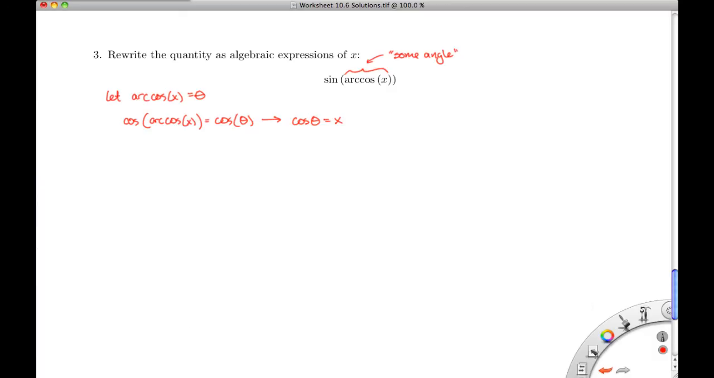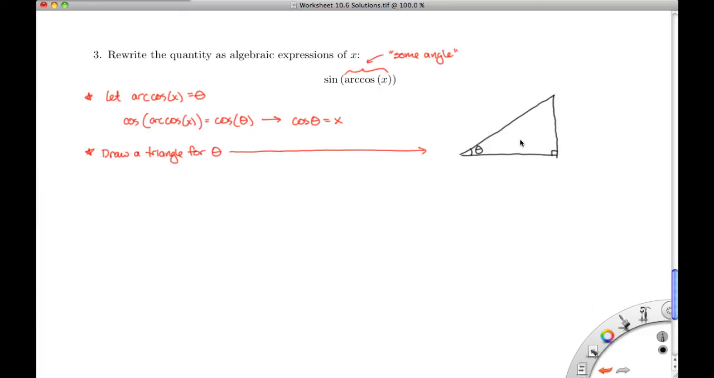So once we've done our substitution, the next thing we're going to do is draw a triangle for theta. And this is really the fundamental step of this problem, being able to do this. So I'm going to draw this off to the side here. We're going to just draw a nice little random right triangle, and we're going to put theta down here. It doesn't matter where we put it as long as it's not the right angle.